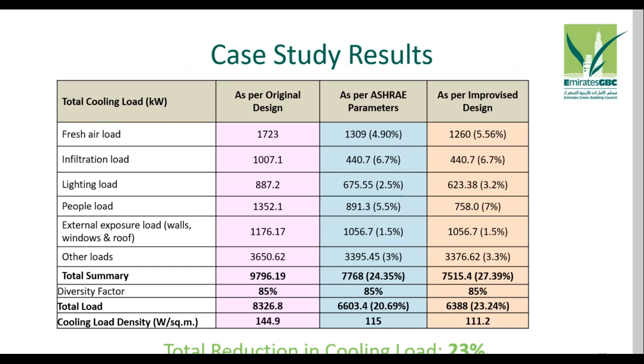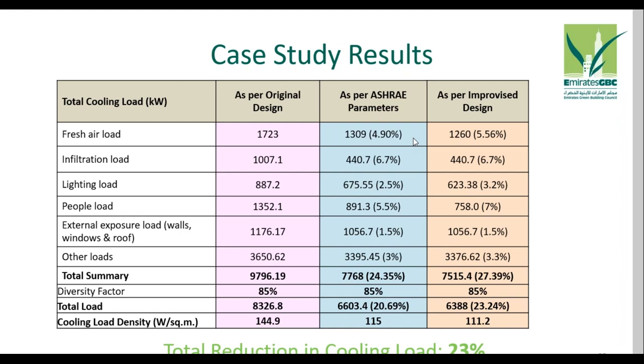The percentage reductions mapped: fresh air, as the overall impact, gets reduced by 5.6%, infiltration by 6.7%. These two parameters themselves give a reduction in load of about 12%. Lighting 3.2%. Again, just applying the LPDs as per ASHRAE and using the correct design which has been established by the lighting specialists, which is allowed by 90.1. ASHRAE says that if you have the modeling established, you can use those parameters for the design.